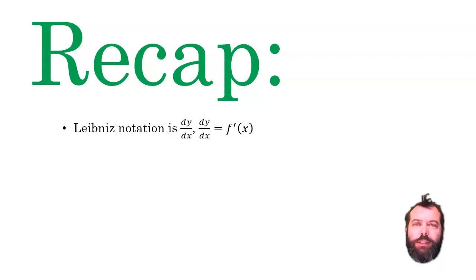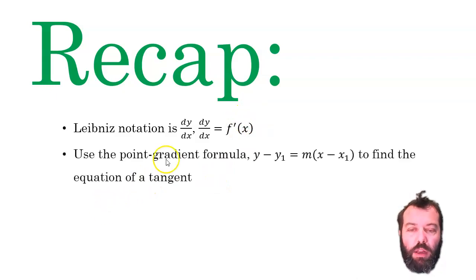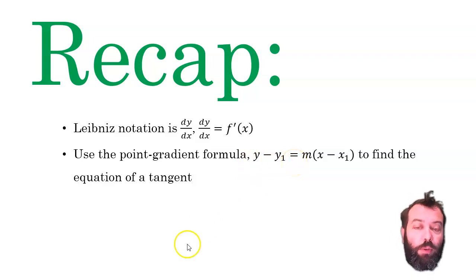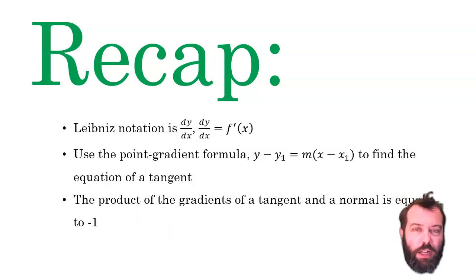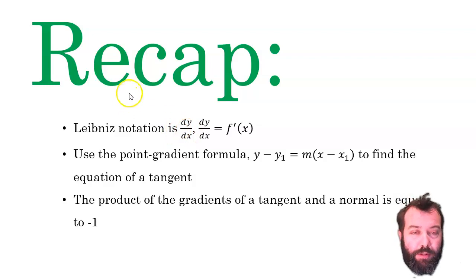Now, let's just go back over what we talked about. Leibniz notation, that's dy dx, is the same as f prime of x. Nothing very complicated there. The point gradient formula, y minus y1 equals m into x minus x1, is good for finding the equation of a tangent. And the product of the gradients of a tangent and a normal is equal to -1. There's that relationship. If I find the gradient of a tangent, which is easy, we substitute into the derivative to get that. Then I can find the normal after having done that. All of those things, and me looking a bit bashful because I got one of the questions wrong.